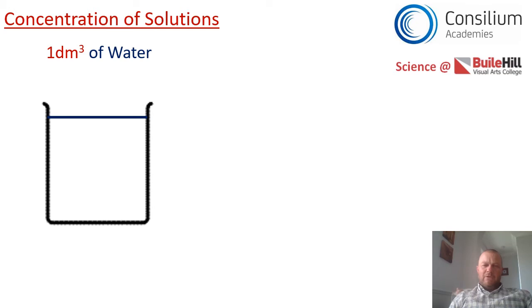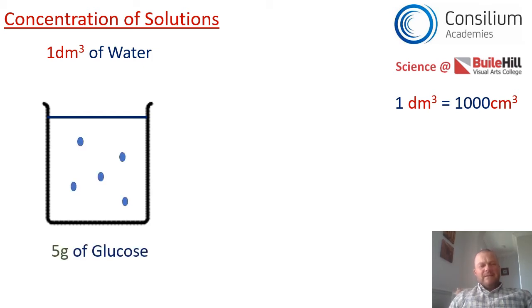Another thing we're going to have to do is talk about the relationship between decimeter cubed and centimeters cubed, which you're probably more used to hearing. Well, 1 decimeter cubed is equal to 1,000 centimeters cubed, and we're going to have to use that later in this lesson. So if I take my 5 grams of glucose and I add it to that 1 decimeter cubed, what is the concentration of that water solution?